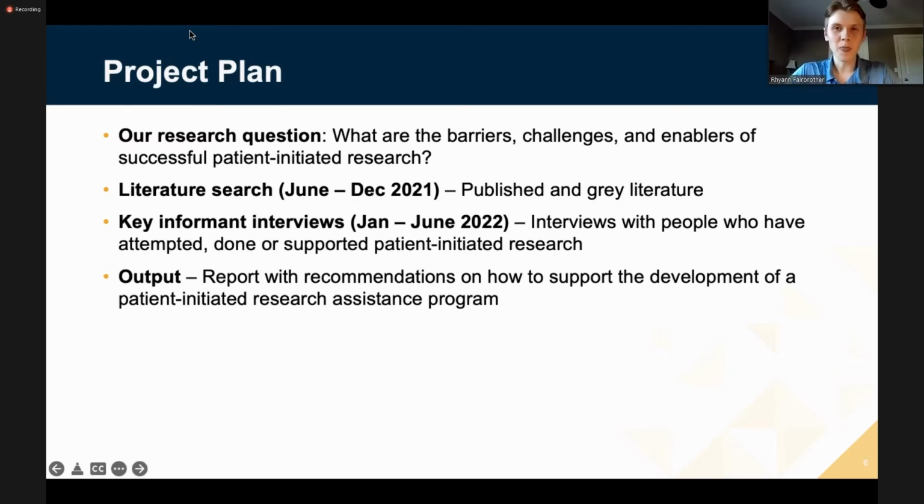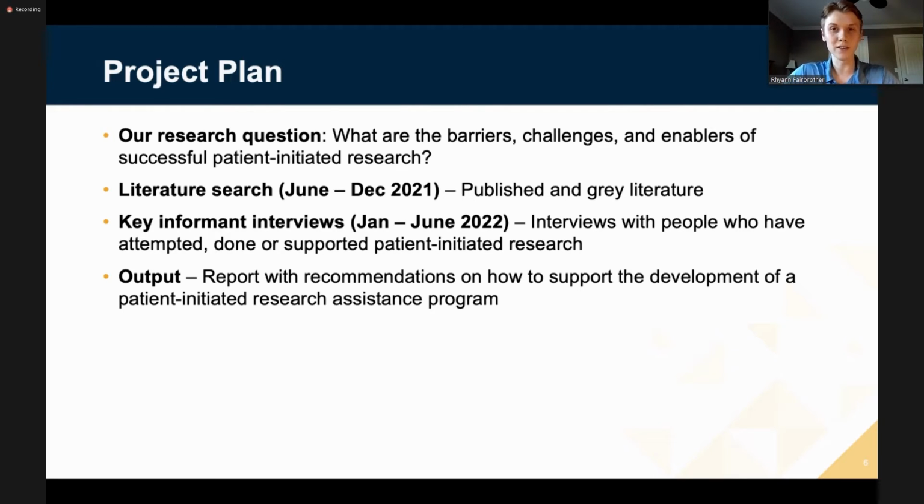Thanks for that, Sunny. So as Sunny said, we're looking into the possibility of supporting a patient-initiated research assistance program. And for us, how do we do that? Our project team first came up with the research question: what are the barriers, challenges, and enablers of conducting successful patient-initiated research?